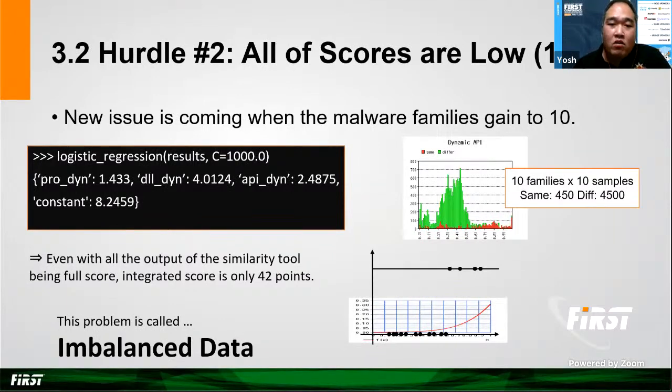The number of combinations with different families is 4,500, and the same families is 450. If the data you want to train is extremely skewed, the results will have to be skewed to that side. This is called imbalanced data.